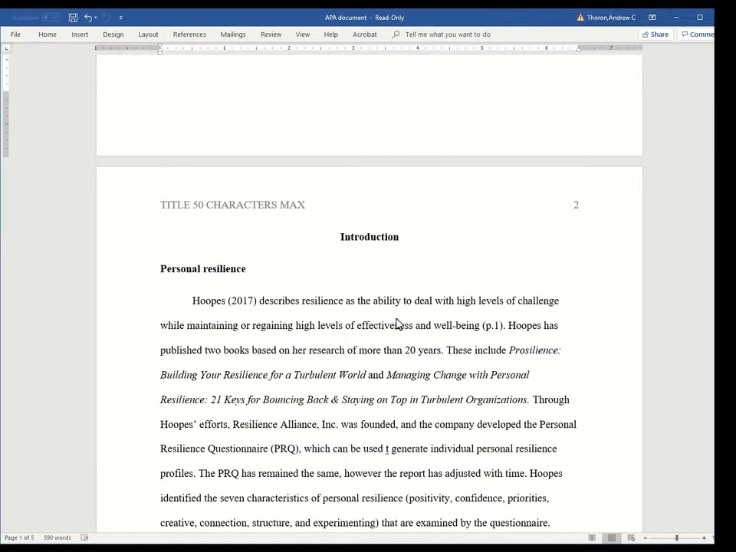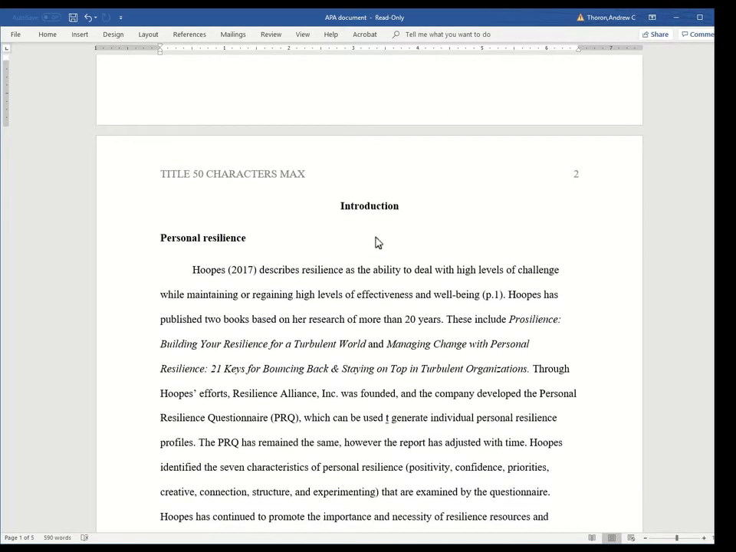Now let's move on to the body text. Within the body, you're going to have different levels of headings. First level headings are centered, boldface, and have uppercase. The first letter is uppercase. Second level headings are left aligned, boldface, with the first letter capitalized.